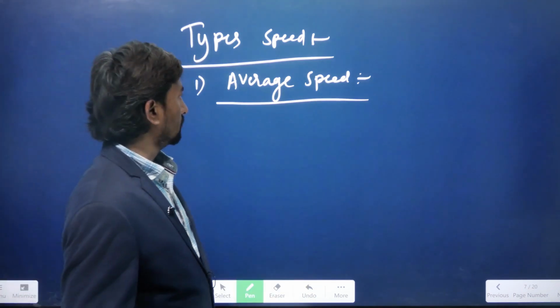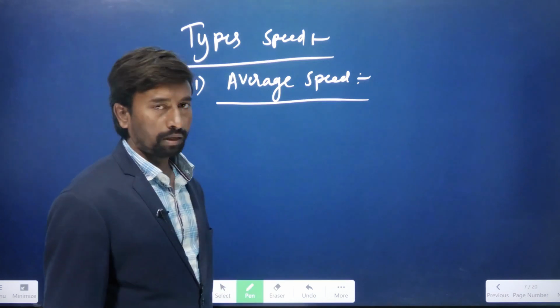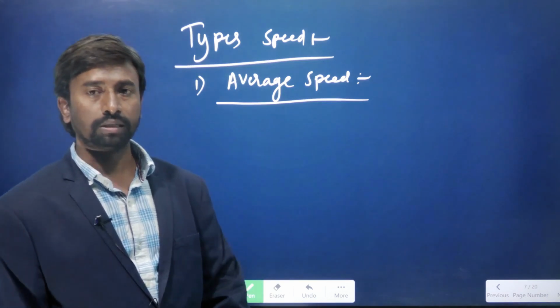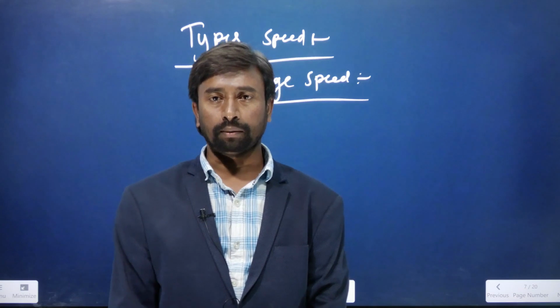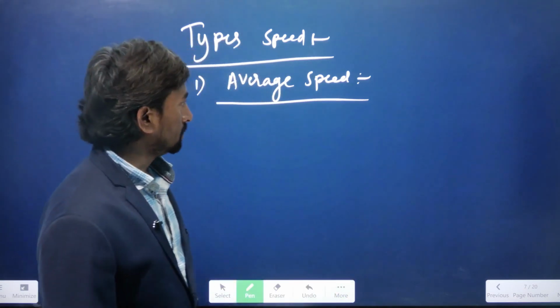Then the total distance divided by the total time, we'll get the average speed. It can be defined as the ratio of total distance covered by a body to the total time taken. It is called the average speed.